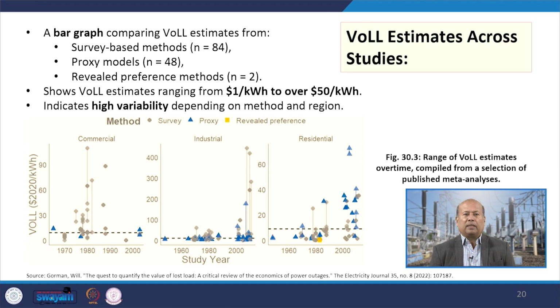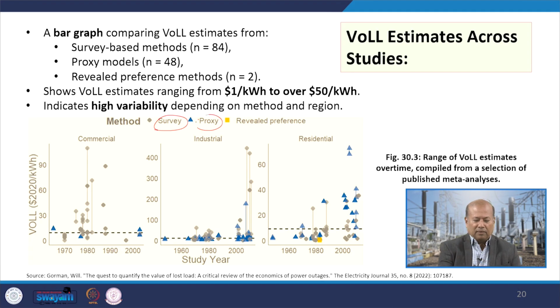VoLL estimates ranging from $1 per kilowatt hour to over $50 per kilowatt hour indicates high variability depending on the method and the area. So if you use different methods, your VoLL will change as high as 50 times from $1 to $50. So it is important what kind of method we are going to use and what region we are applying, whether it is residential or commercial or industrial. And probably this is a very interesting study that you all can refer.